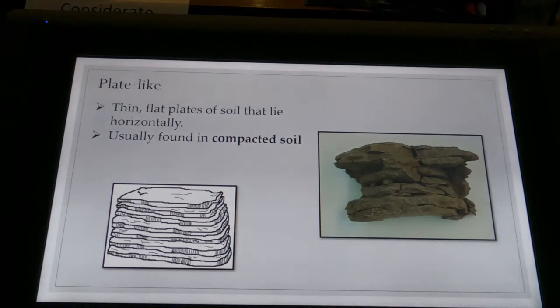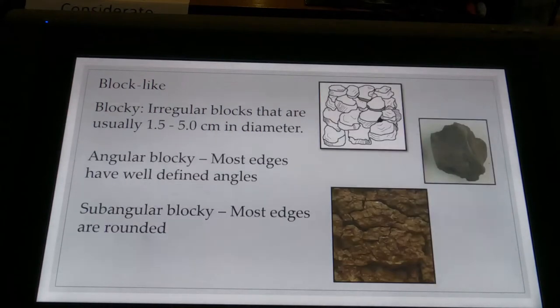Platy, remember I said that we have a platy soil, and the water that falls on the top here must travel left and right in order to infiltrate into the soil. As it becomes more compacted, we start to get more platy structures.